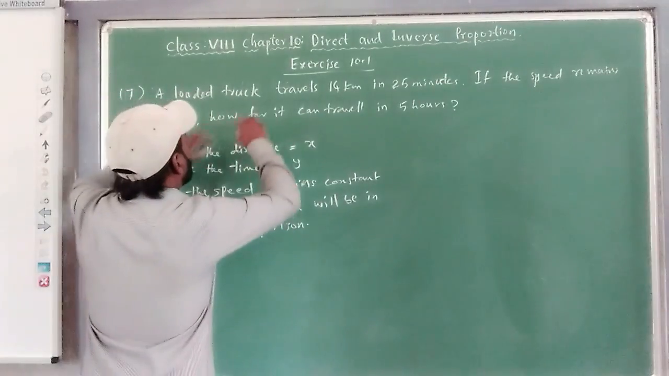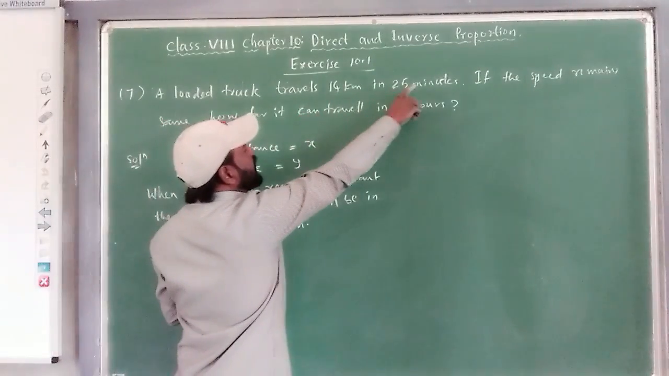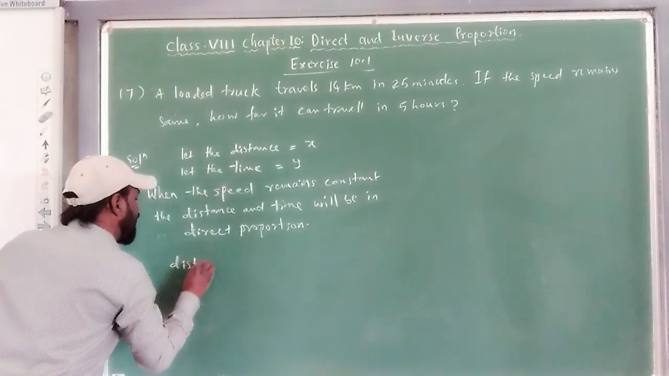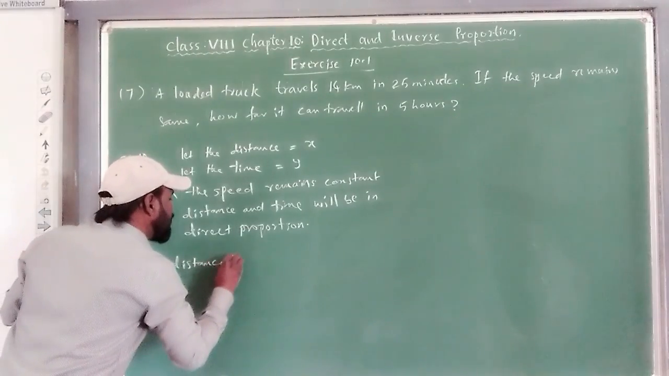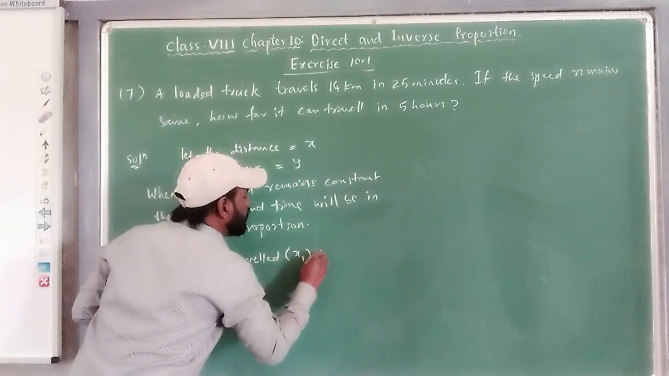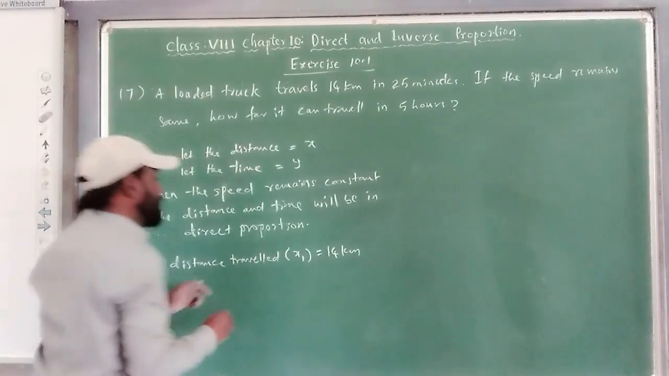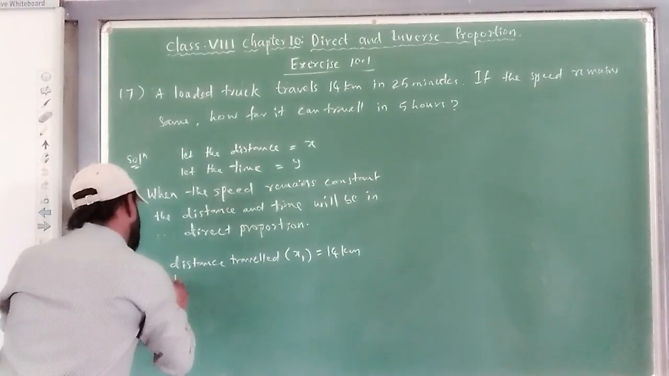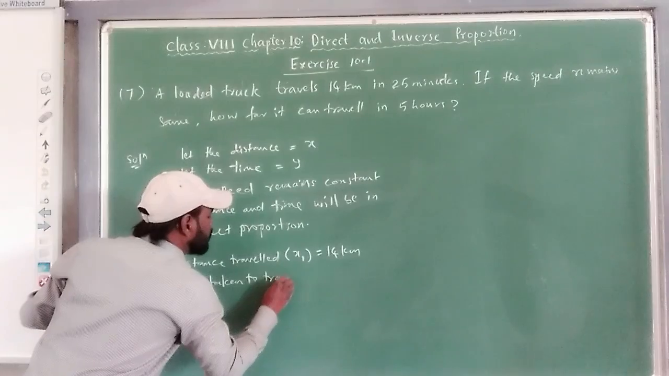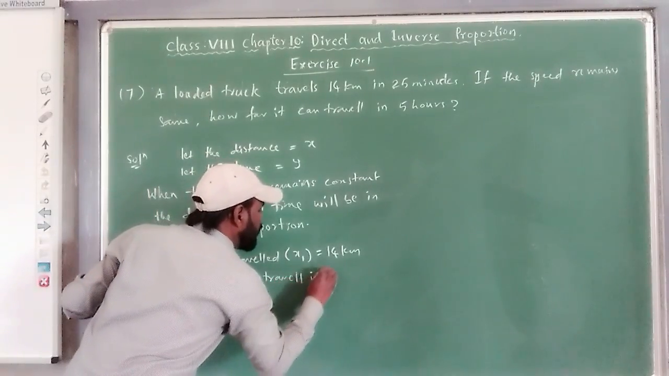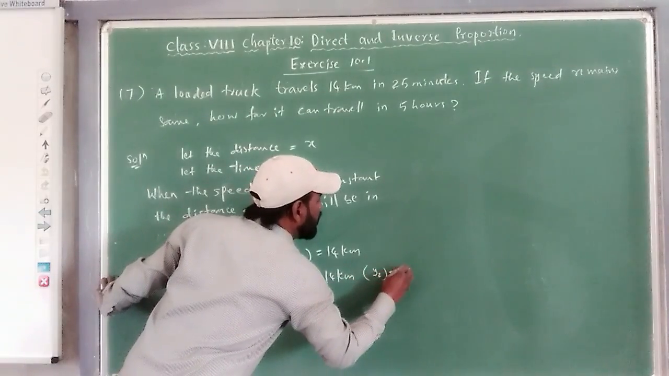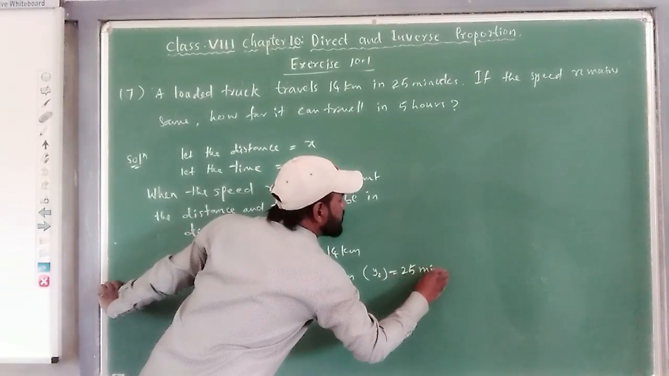Okay. So first, what is given? Distance is 14 kilometers, time is 25 minutes. So the distance traveled first time, that is x1, that is 14 kilometers. Time taken to travel 14 kilometers, that is what we have to write as y1. How much is taken? 25 minutes it is taken.